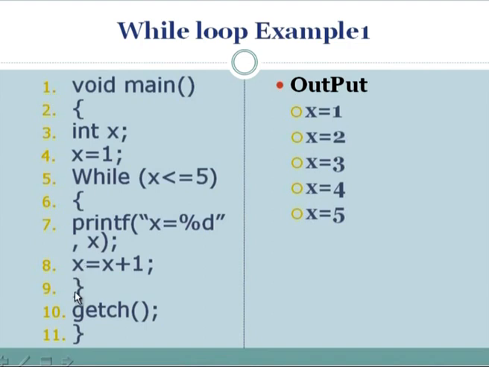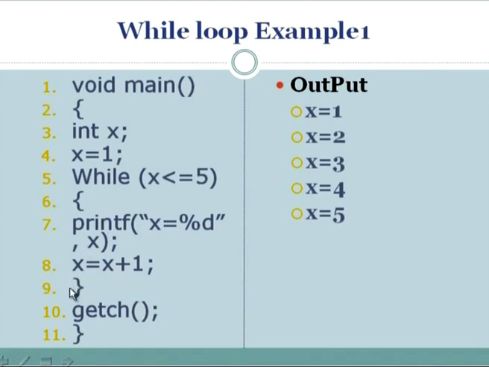When control reaches the closing braces of the loop body, from here it jumps directly to the loop condition. The loop condition is evaluated, the value of x is 2, 2 is less than or equal to 5, yes, the condition is true. Control will come inside the body of the loop and this loop body will be executed again. It will display the current value of x, that is 2, and then the value of x will be incremented by 1. The new value of x will become 3.